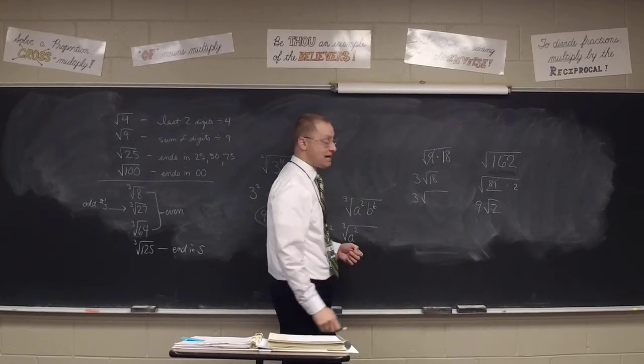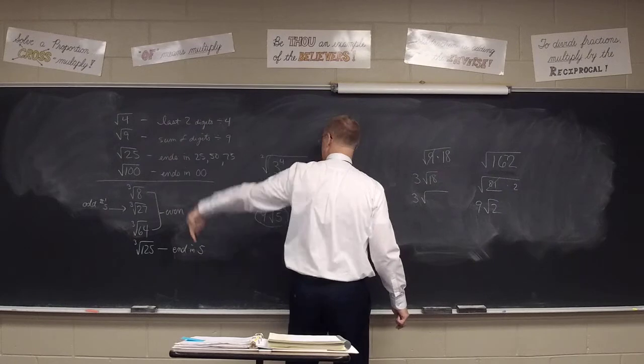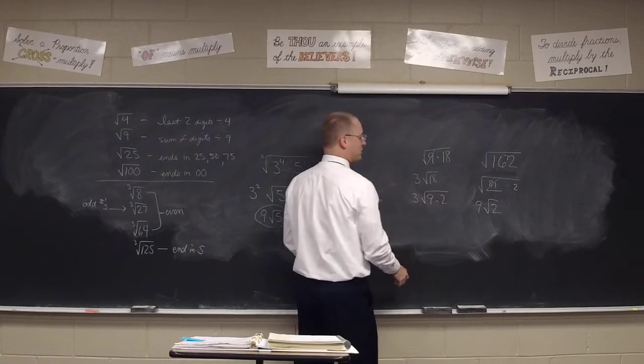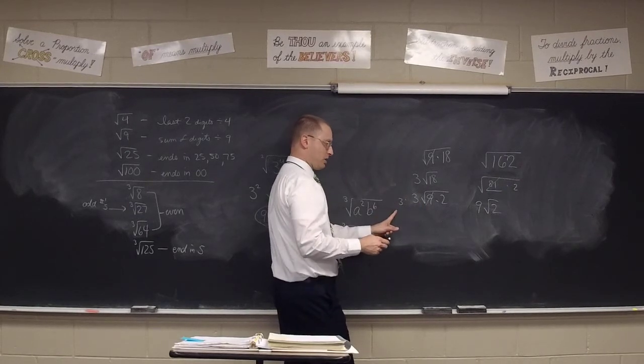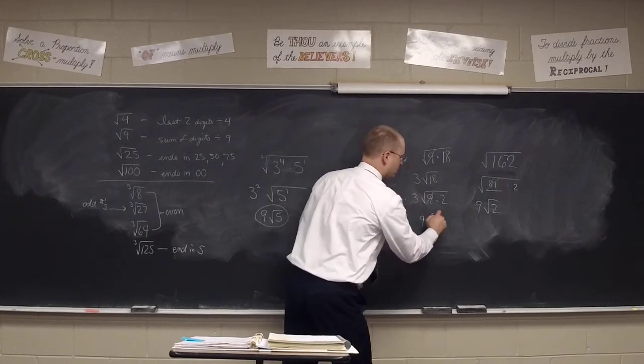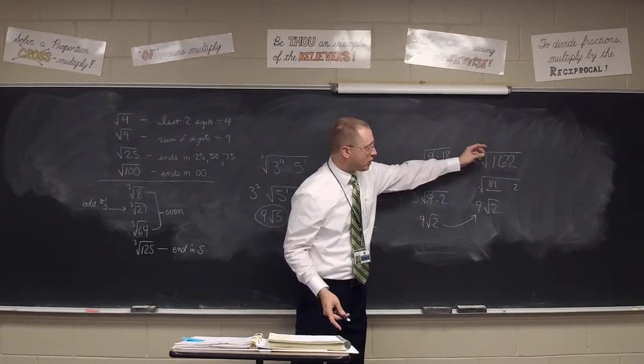18 factors into what? 6 and 3? Oh, that doesn't help. 9 and 2. 9 times 2. And I can take the square root of the 9, which is 3. Now, I already had a 3 out here. I now have another 3, so that's 9 times the square root of 2. Same answer, right? But it's quicker if you have a big number, try cutting it in half.